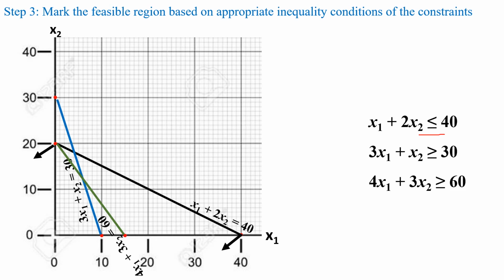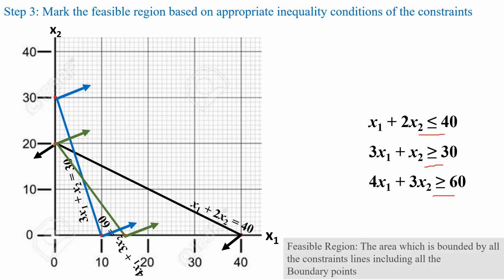Similarly, the second constraint has the inequality symbol greater than or equal to. So the region we have to consider for this constraint is above the line. So this region we have to consider in the solution for the second constraint. Next we have to observe the inequality symbol in the third constraint equation, that is greater than or equal to. So we have to consider the region above this line, and this region we have to consider in the solution for the third constraint.